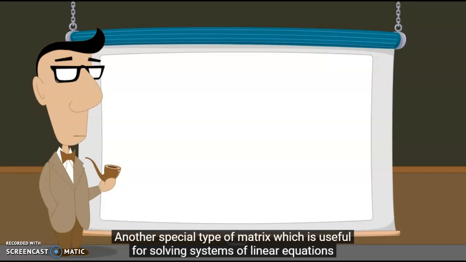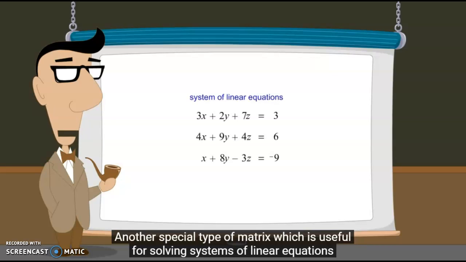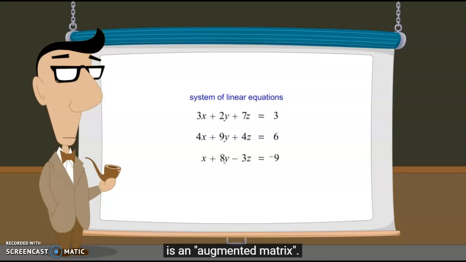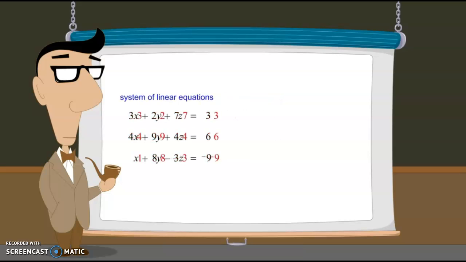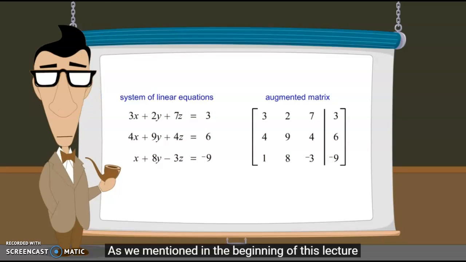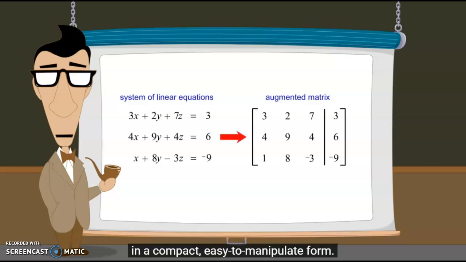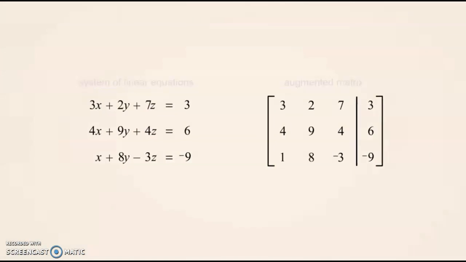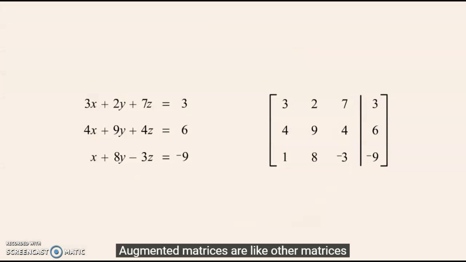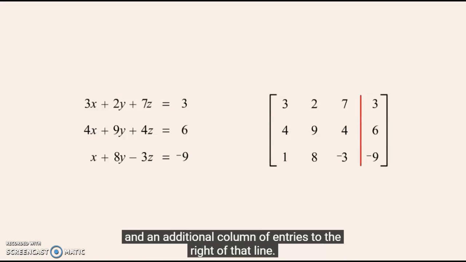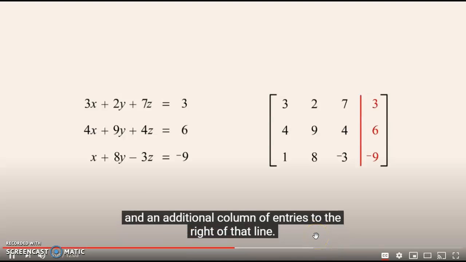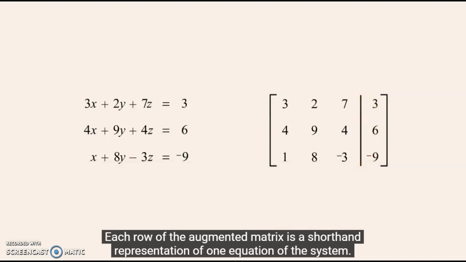Another special type of matrix, which is useful for solving systems of linear equations, is an augmented matrix. As we mentioned in the beginning of this lecture, augmented matrices are used to represent systems of linear equations in a compact, easy-to-manipulate form. Augmented matrices are like other matrices, with the addition of a vertical line and an additional column of entries to the right of that line. Each row of the augmented matrix is a shorthand representation of one equation of the system.